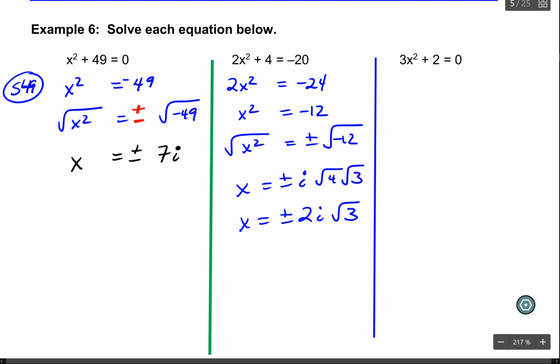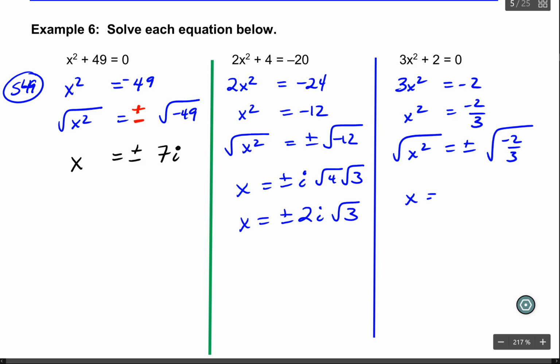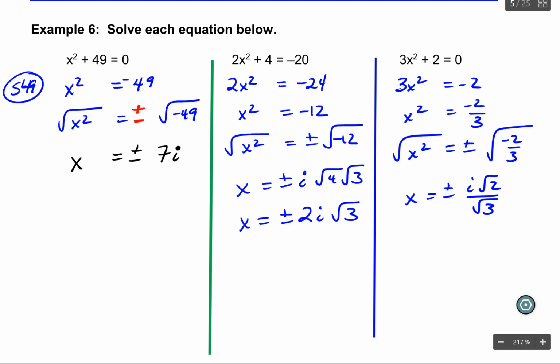Our last one, we're going to subtract the 2. We're going to divide by 3. We're going to take the square root of both sides, remembering our plus or minus. We're going to bring out the i. I'm going to break up the fraction into 2 radicals. Now, my last step is I need to rationalize the denominator.